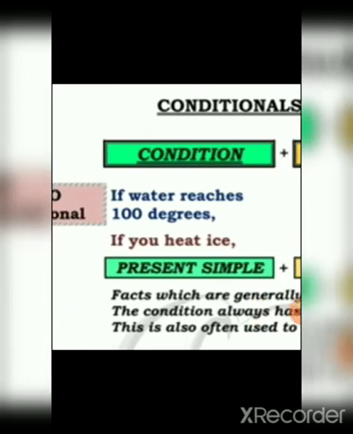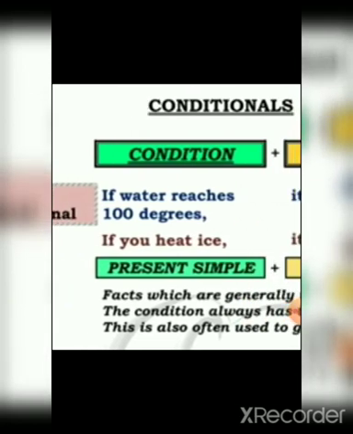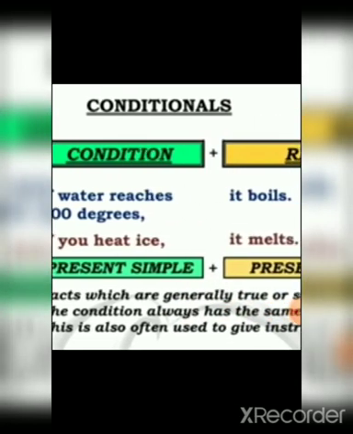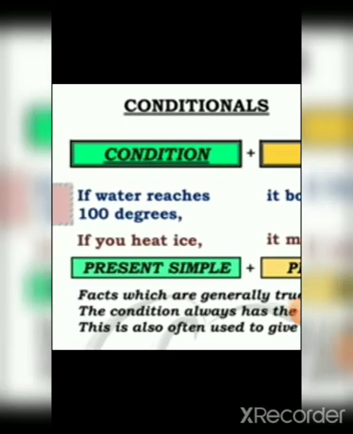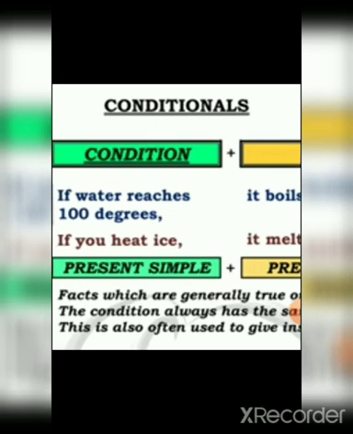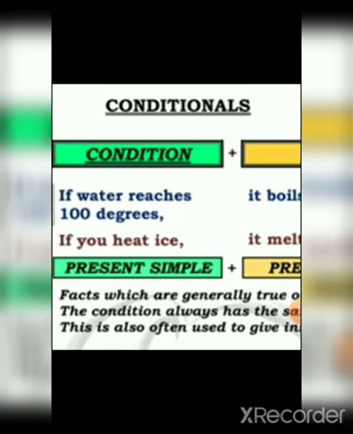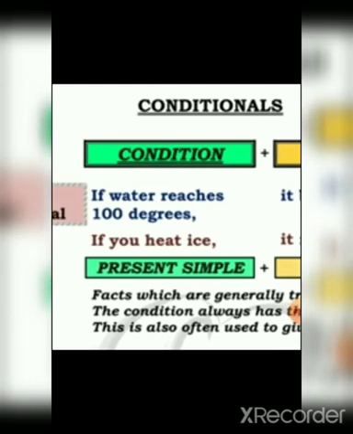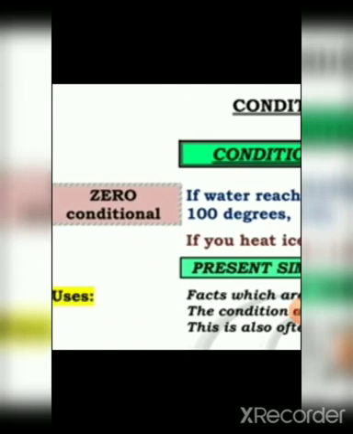Example, if water reaches 100 degrees, it boils. If you heat ice, what will happen? It melts. So both clauses will have present simple, the condition as well as the result. So this is called zero conditional.